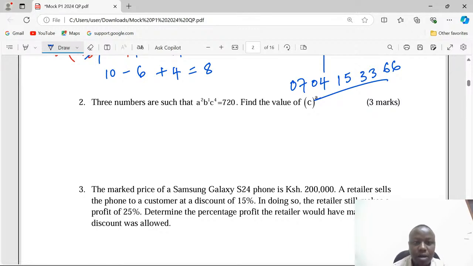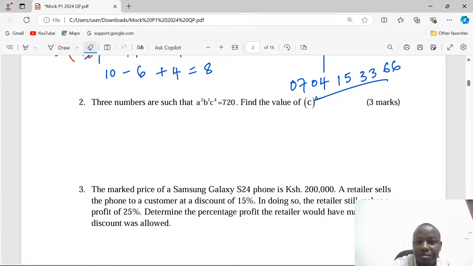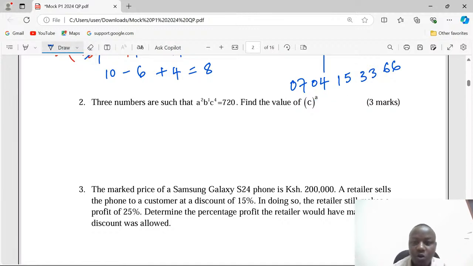Number 2. Three numbers are such that a power 2 multiplied by b power 1 multiplied by c power 4 equals 720. Find the value of c power a. What we're going to do here is to factorize 720, and write it as a product of its prime factors.